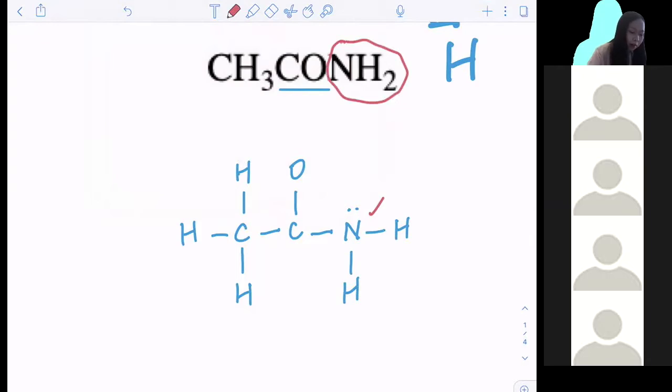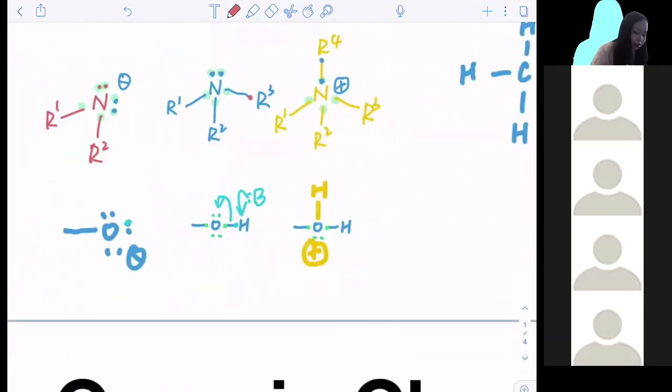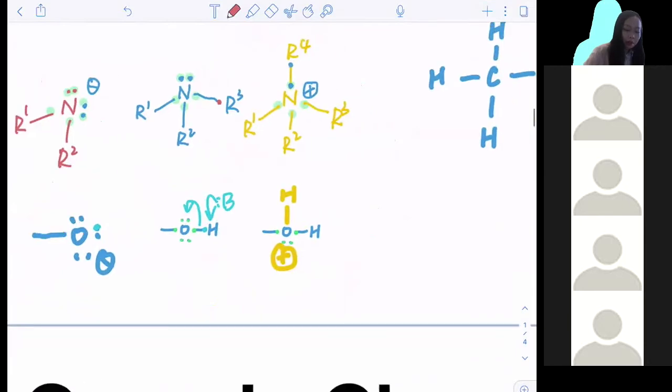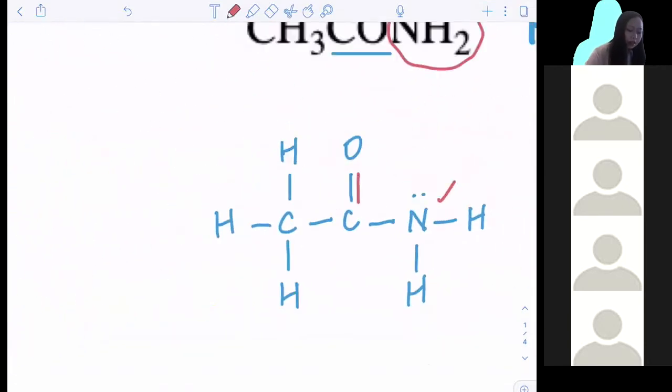But how about carbon and oxygen? Carbon needs another bond, and oxygen is only bonded to one thing. So according to what we learned before, if oxygen is only bonded to one thing, it should be negatively charged. But now I don't want that to happen. So I need a double bond here. So carbon is happy because it has 4 bonds. Oxygen is happy because it has 2 bonds. And oxygen also has the other 2 lone pairs.